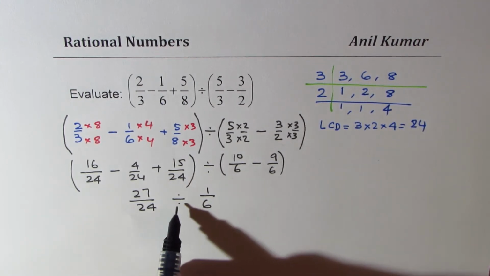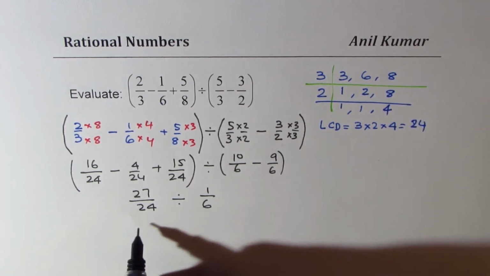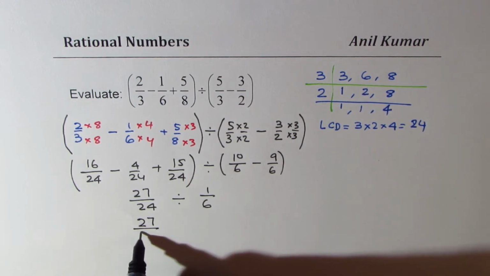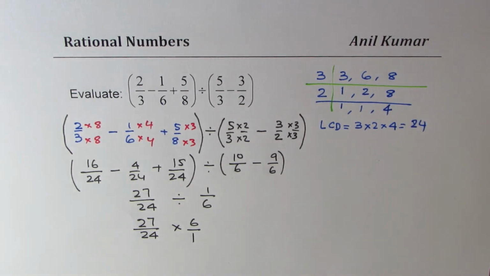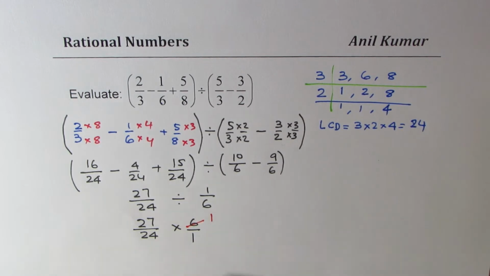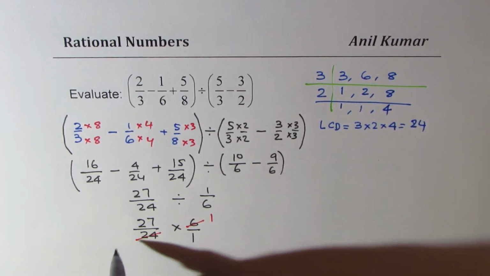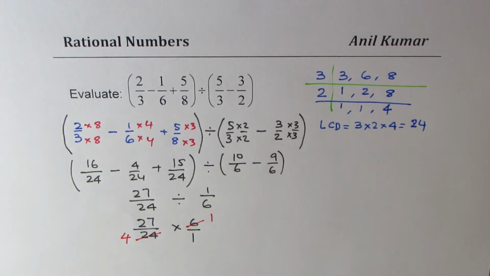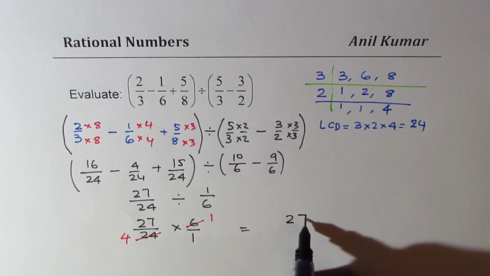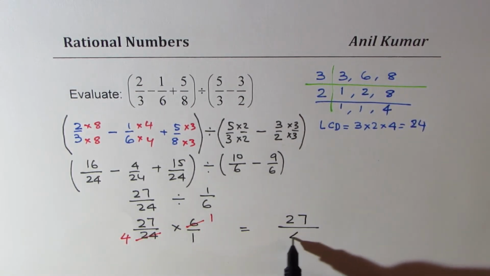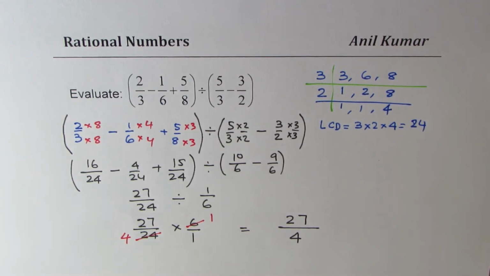Now here, we could write division as multiplication. So we'll write 27 over 24 times 6 over 1. Do you see that? Now 6 over 1 could be simplified. Dividing by 6, I get 6 times 1 as 6 and 6 times 4 as 24. And therefore, I can write this as 27 times 1, which is 27, divided by 4 times 1 as 4. So I hope now it is absolutely clear, correct?